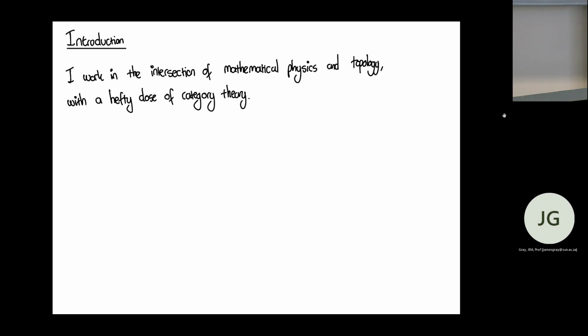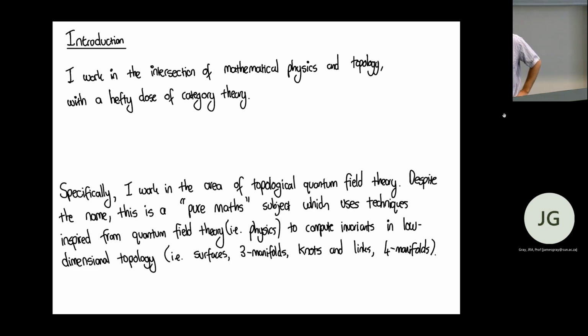Right, so I work in the intersection of mathematical physics and topology, and with a hefty dose of category theory. Specifically, I work in the area of topological quantum field theory. Despite the name, this is actually a branch of pure maths, which uses techniques inspired from quantum field theory, i.e. physics, to compute invariants in low-dimensional topology. When I talk about low-dimensional topology, I mean surfaces, three-dimensional manifolds, knots and links, four-dimensional manifolds.